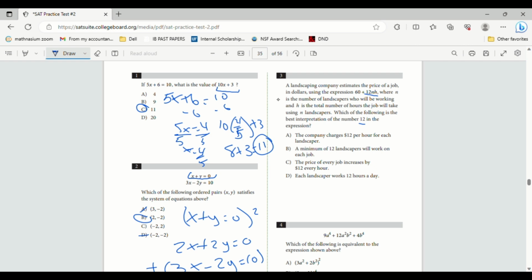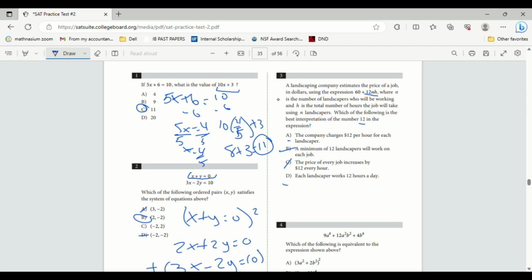And so we can see that, for example, B does not make sense because it says a minimum of 12 landscapers will work on each job. Well, that's not true, because nothing in this paragraph says that that's a limitation. Choice A doesn't have both hours and landscapers in the answer, and choice C doesn't work because it doesn't include both landscapers and hours, leaving us with A and D.